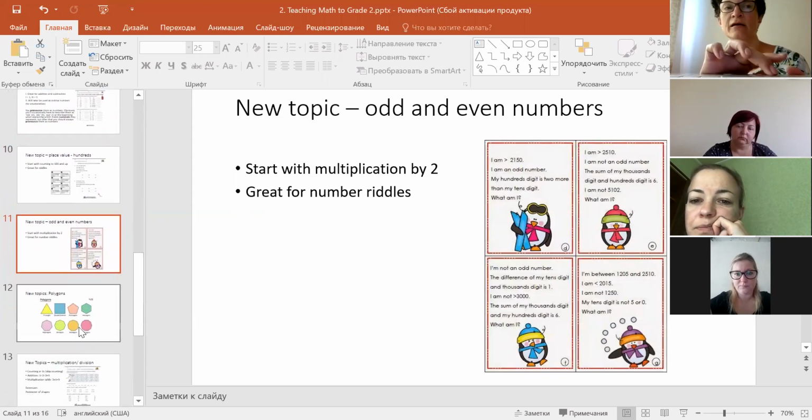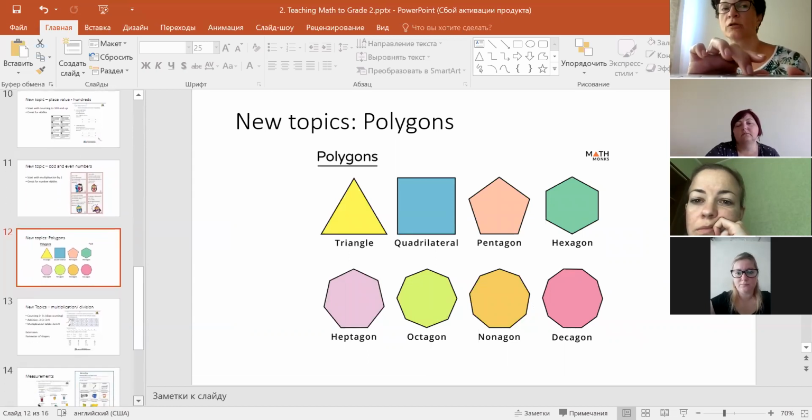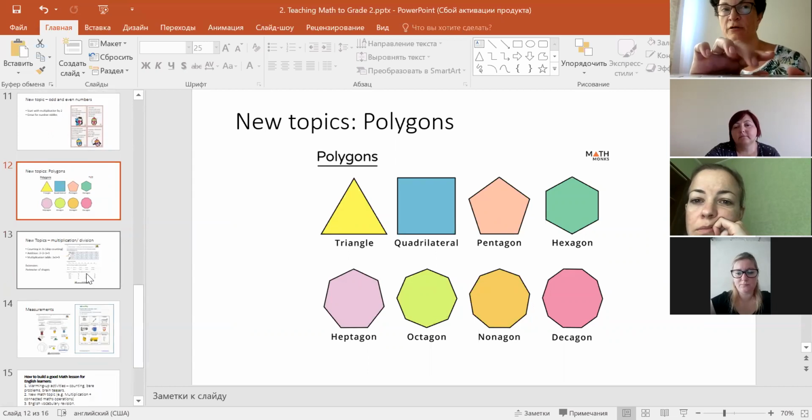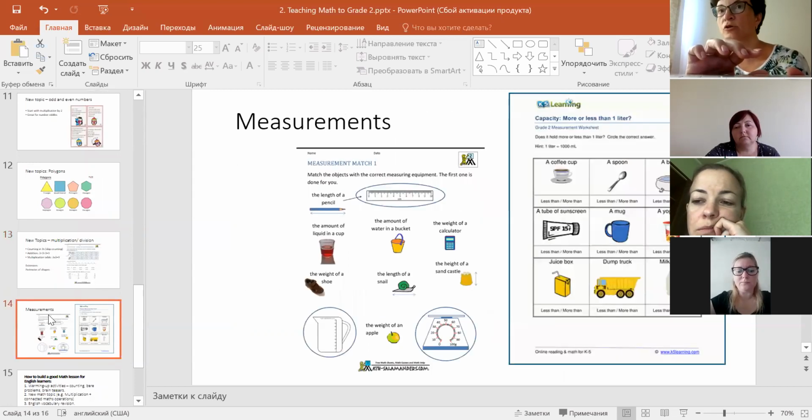And finally, we'll go to polygons. We'll measure them. We'll multiply their sides, the measurements of their sides. And that's how we'll learn about the perimeter. We'll do multiplication and division, and we'll do lots of measurements.